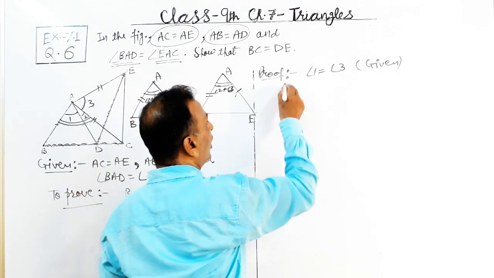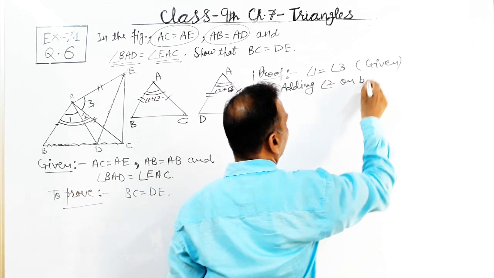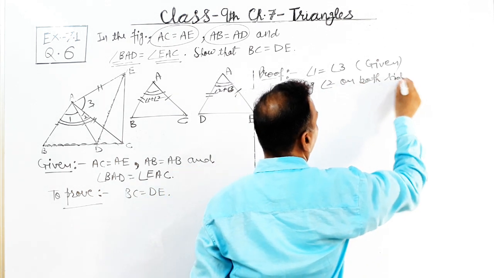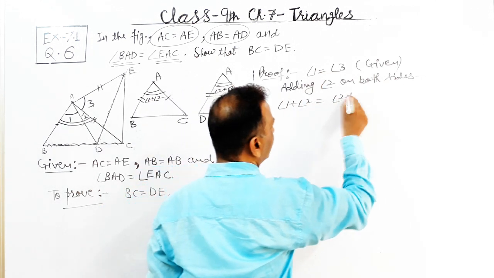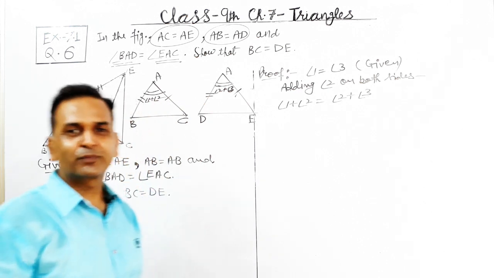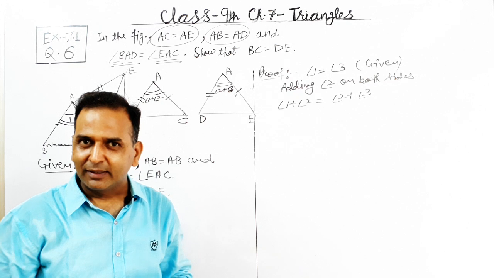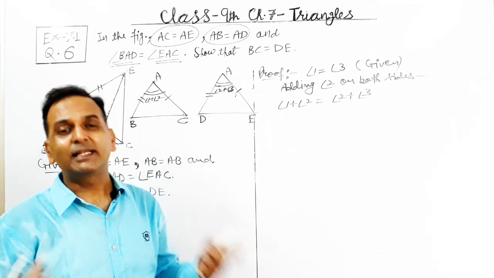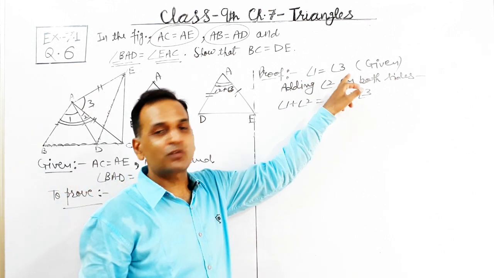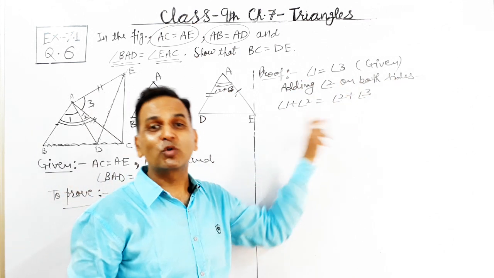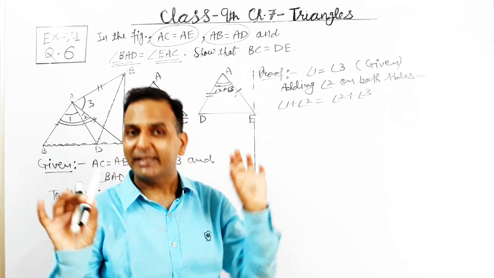Adding angle 2 on both sides. On the left hand side it will become angle 1 plus 2. On the right hand side it will become angle 2 plus 3. You can recall from chapter number 5, Introduction to Euclid's Geometry: equals are added to equals. When equals are added to equals, the wholes are equal. It means if angle 1 and angle 3 are equal, and if we add angle 2 on both sides, then the sums on both sides will also remain equal to each other.